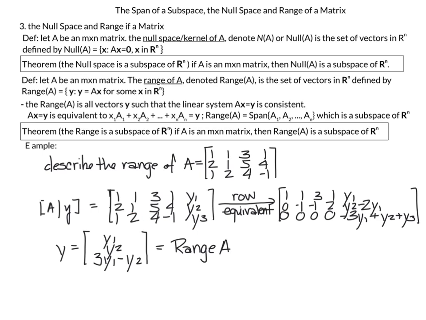And this matrix is row equivalent to 1, 1, 3, 1, y1; 0, negative 1, negative 1, 2, y2 minus 2y1; and 0, 0, 0, 0, minus 3y1 plus y2 plus y3. So this gives us y1 and y2 are free, and then y3 is equal to 3y1 minus y2, and that will be the range of A.